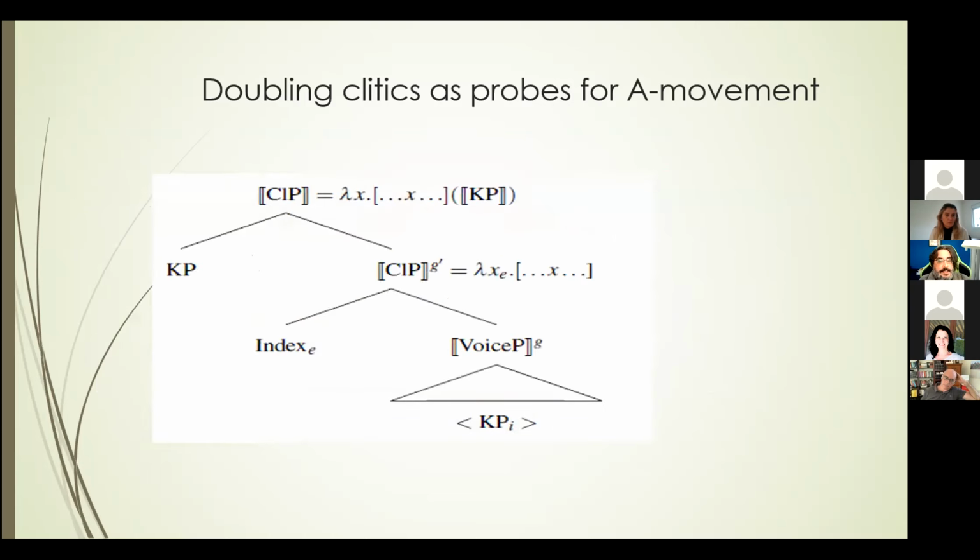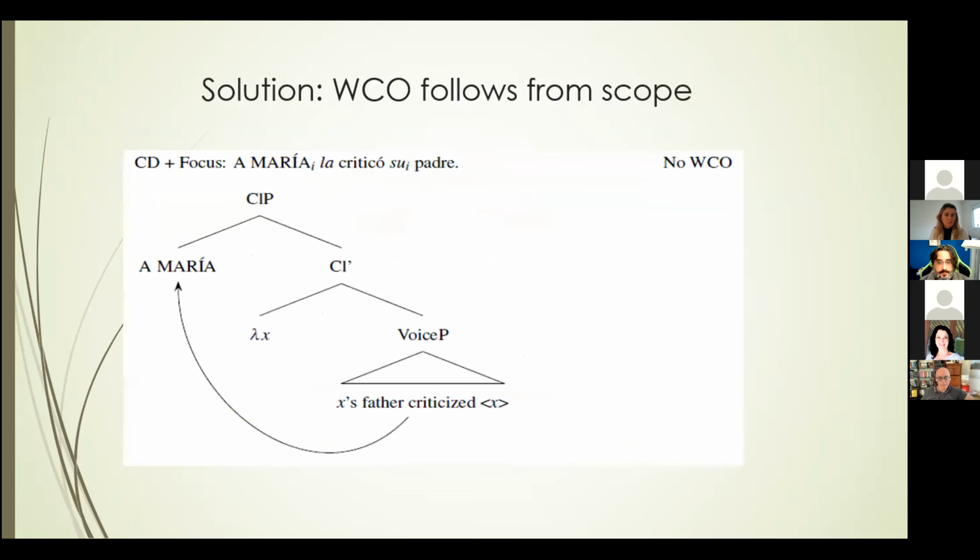This is not the case in the present theory because the lambda abstractor, this here, is the clitic itself. Okay. So this is how this account explains the absence of weak crossover in the case of clitic doubling plus locus. Well, weak crossover follows from a scope account. This is a very well-known and very standard account of weak crossover nowadays.